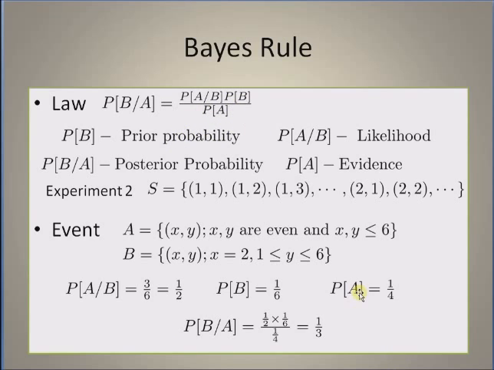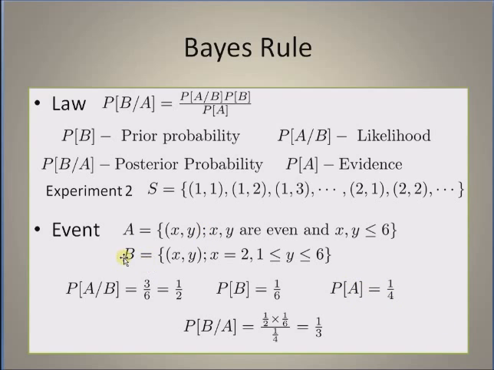So let us look at experiment 2 we discussed in our previous video, that is tossing a couple of dice and observing the two numbers. That is, we have 36 possible outcomes. Now let us define two events A and B, where A has two numbers which are both even. Then obviously there are 9 possible outcomes. So the probability of A is 9 by 36, that is 1 by 4. So we have the evidence.